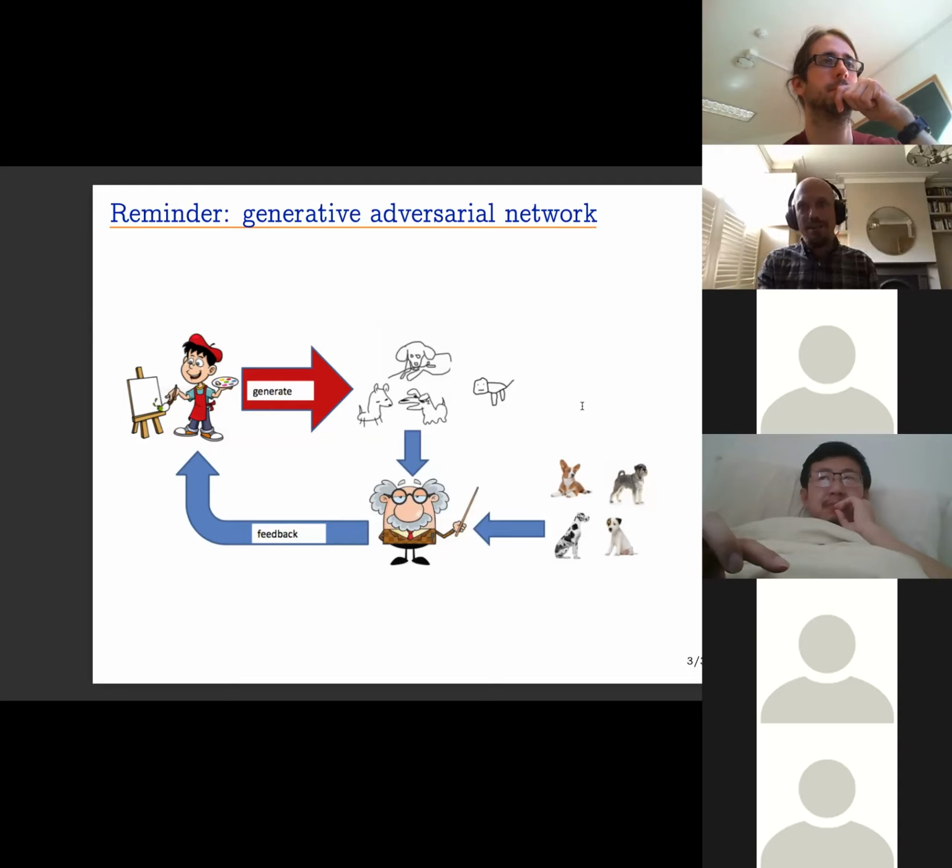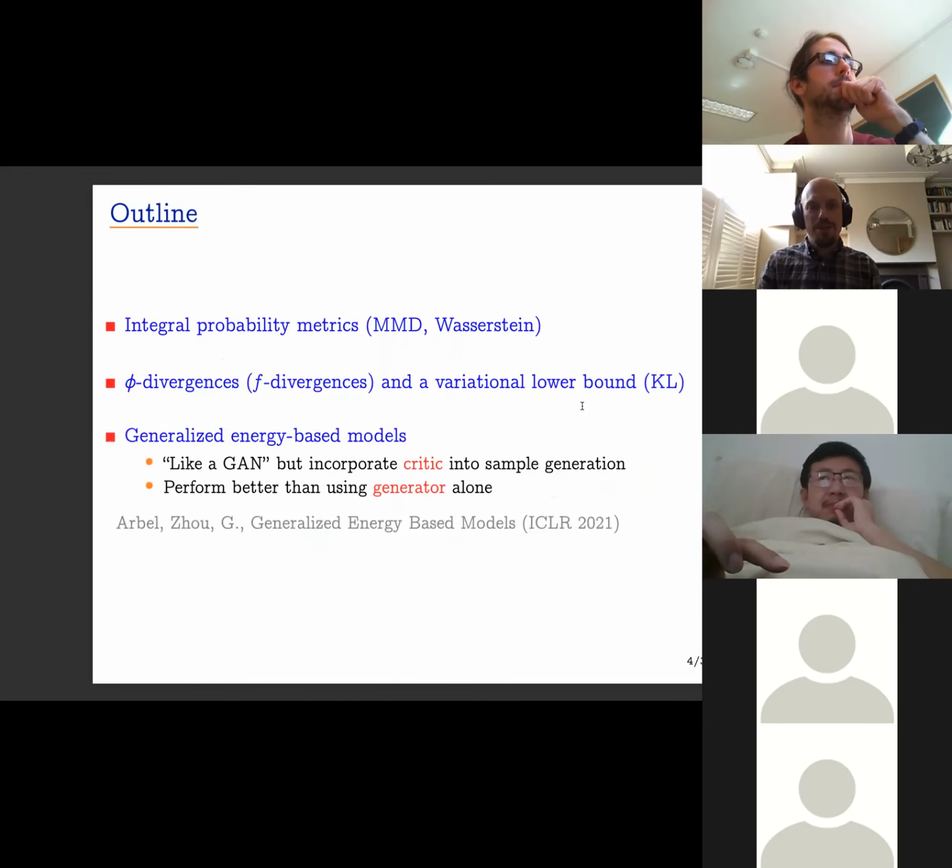At a high level, in diagrammatic form, this is what is going on with a generative adversarial network. Key to this, of course, is the critic, which compares the real to fake dogs and gives feedback to my student. This will be the focus of this talk. We want a measure of divergence between sets of objects. There are two broad families of divergences that I'll think about here. One is the integral probability metrics, and the other are the phi divergences, or f-divergences.